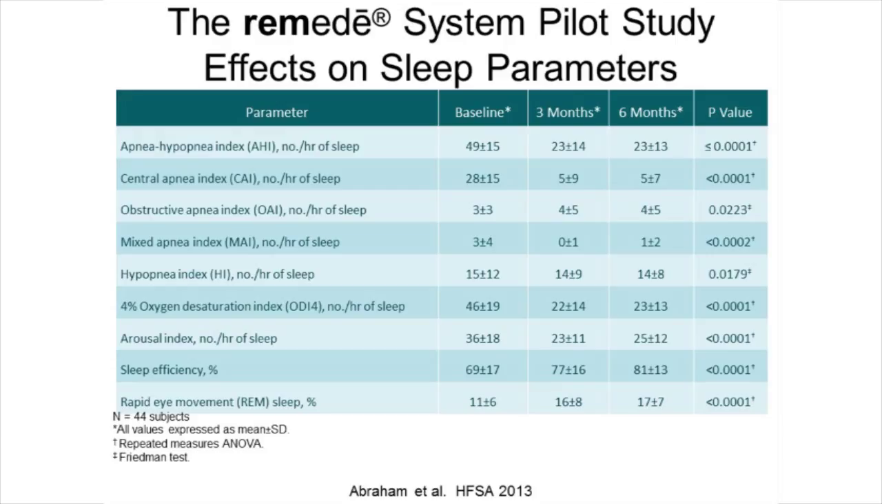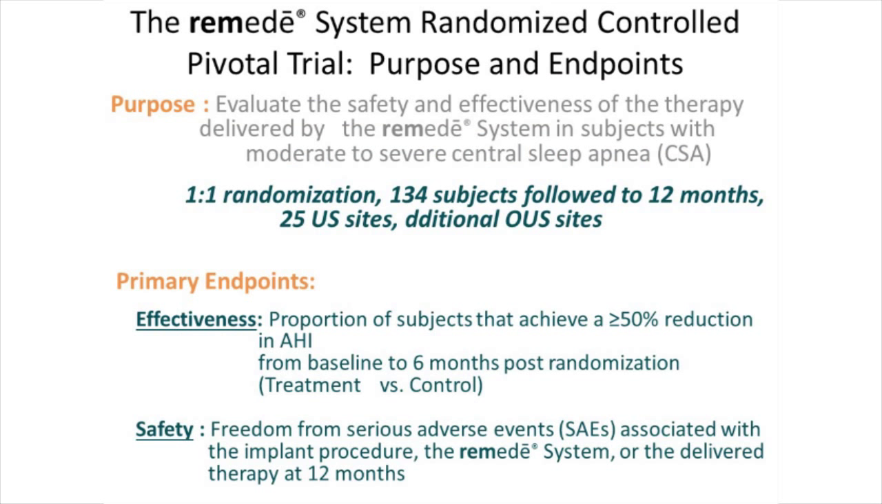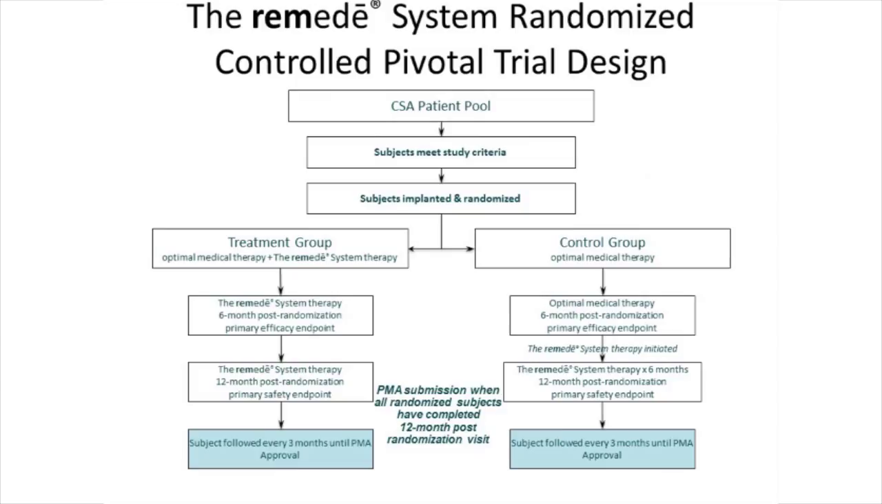And currently we are conducting the pivotal trial with unilateral phrenic nerve stimulation. This is the algorithm of the study. Basically, all patients are implanted. In the treatment group, the device is activated at 1 month after implant. In the control group, the device is activated at 6 months.